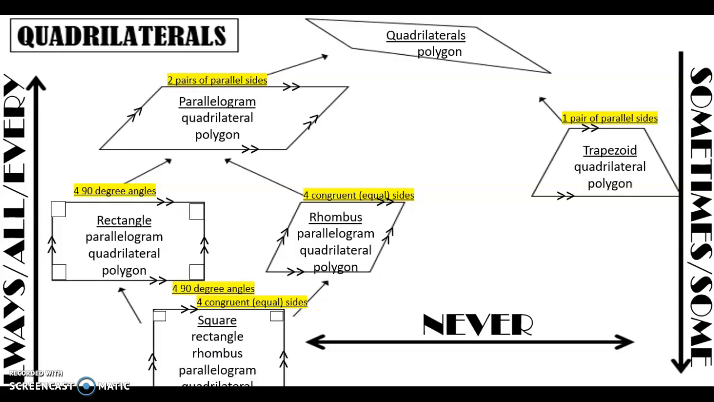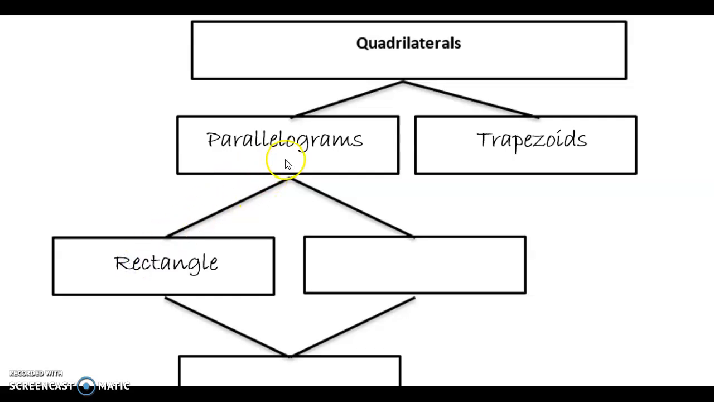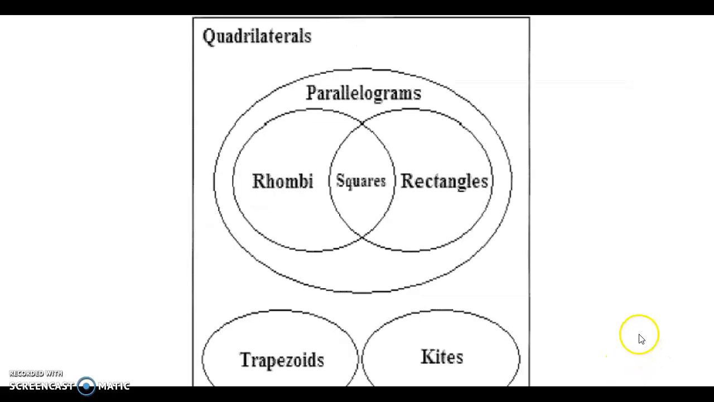So I said that there were other charts, like if this one doesn't make sense, some people like to look at this one. So you've got quadrilaterals and then one pair of parallel sides are trapezoids and 2 pairs of parallel sides are parallelograms. And then you've got rectangles are a type of parallelogram and rhombus are a type of parallelogram. And when you put both of those characteristics together, you get the squares. So this is the same idea in a different representation. Same with this big Venn diagram.